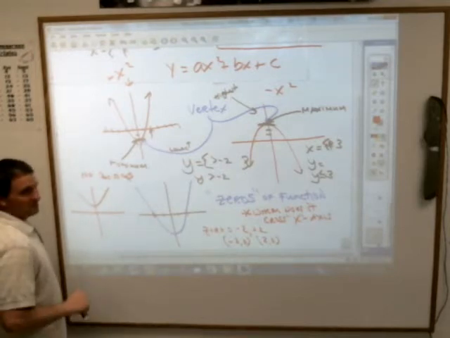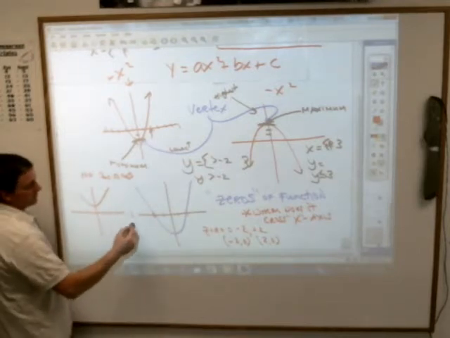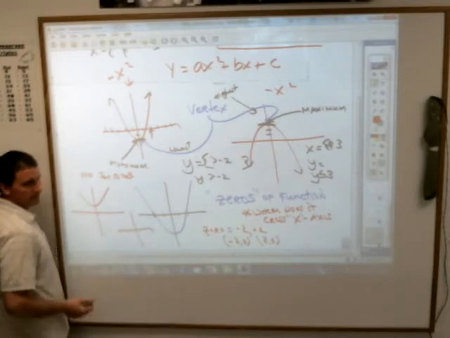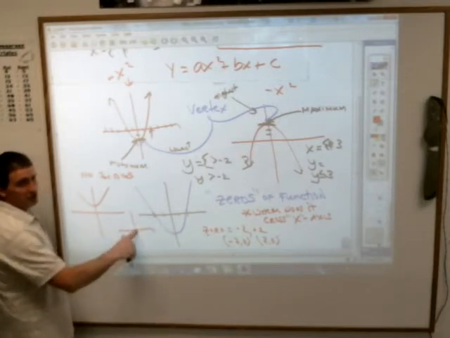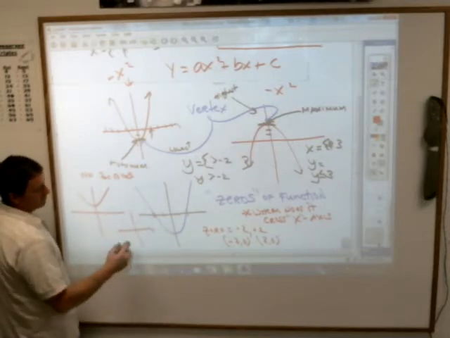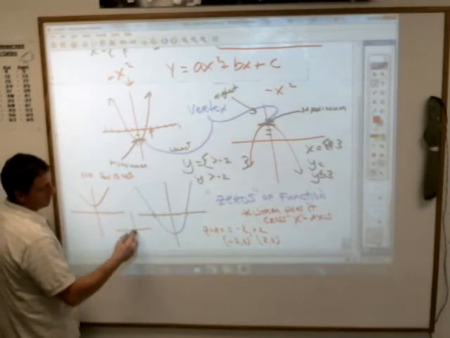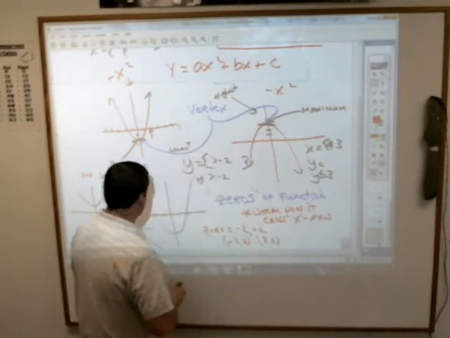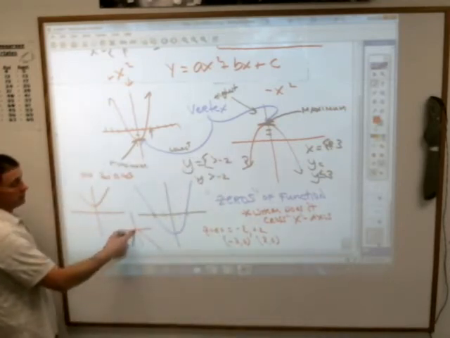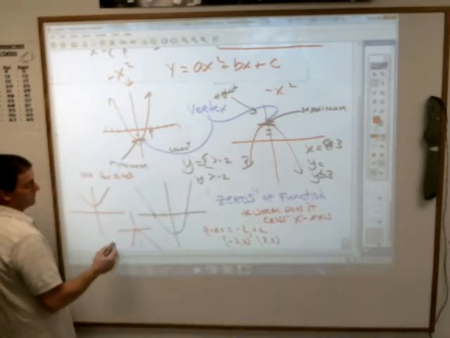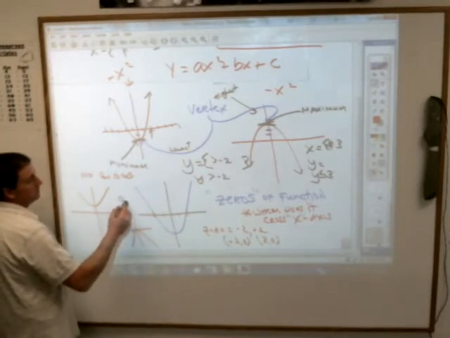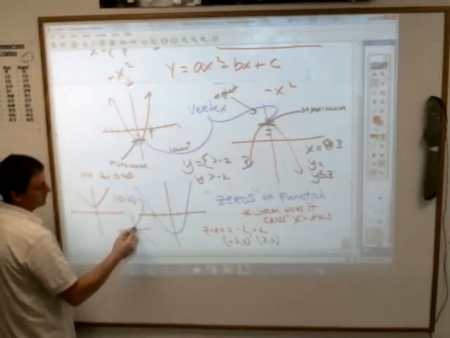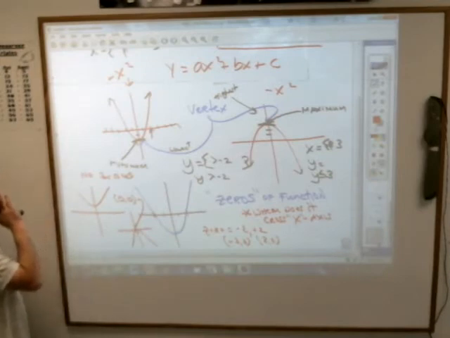Your other option would be this. You could have a parabola whose max or min just touches the x-axis. In other words, it could look like this. It comes and touches right there. In that case, it would have just one zero, and the zero would be (0, 0). It kind of shoots up right there. How's that? So far, so good?